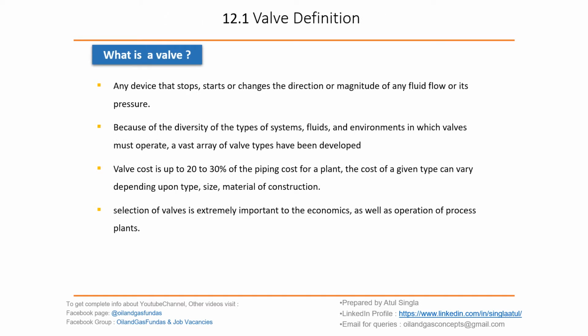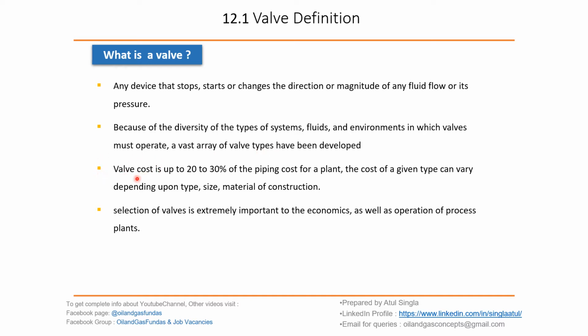So what is a valve? Any device that stops, starts, or changes the direction or magnitude of any fluid flow or its pressure is called a valve. So what is its main function? It may stop or start, or it can change the direction or its magnitude. Because of the diversity of types of systems, we have so many piping systems in our oil and gas field, fluids and environments in which valves must operate. So you can have n number of permutation combinations where different types of valves will be there. So we have a vast array of valve types that have been developed.